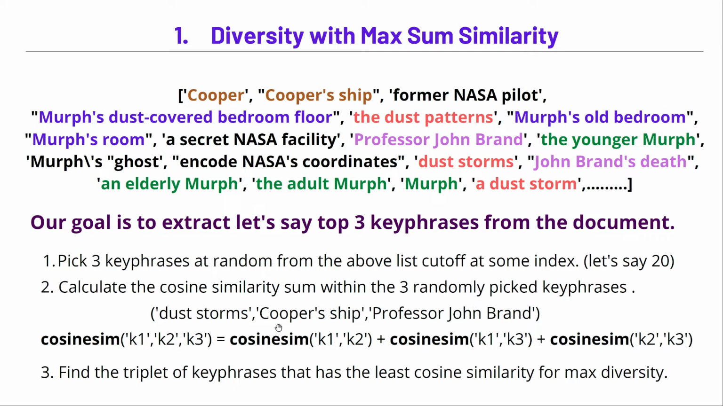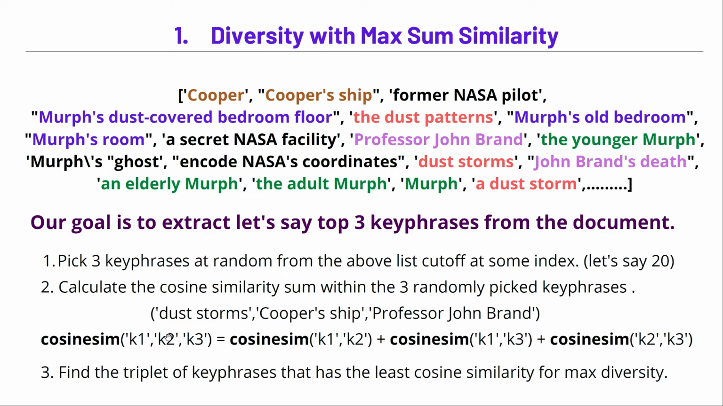So basically, pick 3 key phrases from these 20 key phrases without replacement. Let's see how we can calculate the sum similarity between these key phrases. It's pretty simple. The cosine similarity of, let's say, key phrase 1, key phrase 2 and key phrase 3 is essentially taking the cosine similarity of all the combinations that are present: K1, K2, K1, K3 and K2, K3.